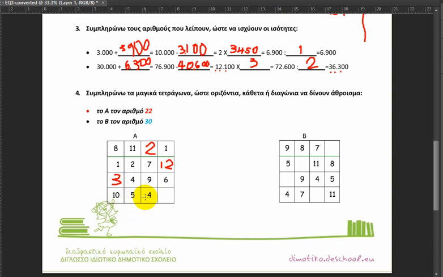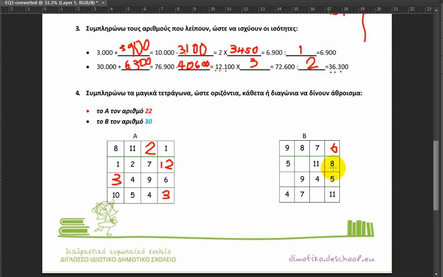Lastly, we have 10, 5, and 4, which makes 19, plus what makes 22, and the answer is 3. And indeed, 1 and 12 and 6 also make 19, plus 3 makes 22. Here we need them to make 30. So we say 9 and 8 and 7 and what make 30? 9 and 8 and 7 make 24, plus 6 makes 30.